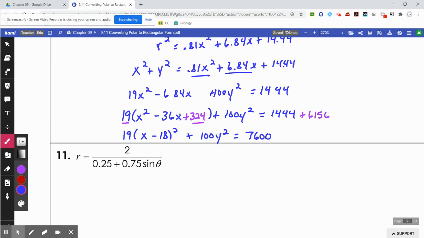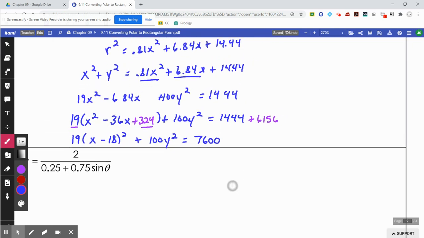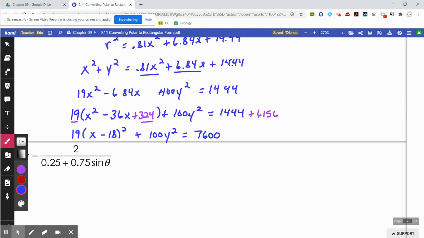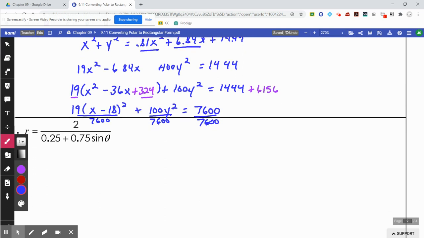So now our last step, we've just got to simply go through and divide everything by 7,600. Let me write that right here. Divided by 7,600 and divided by 7,600. 19 and 7,600 reduce, and it goes into it 400 times. 100 and 7,600 reduces and then turns it into 76, and this turns into 1.